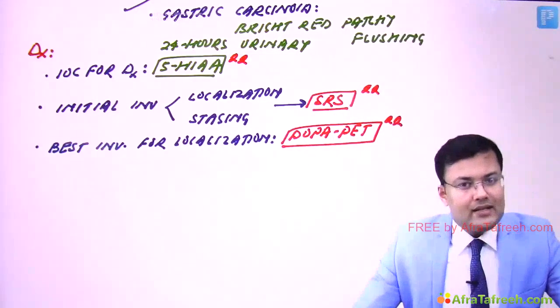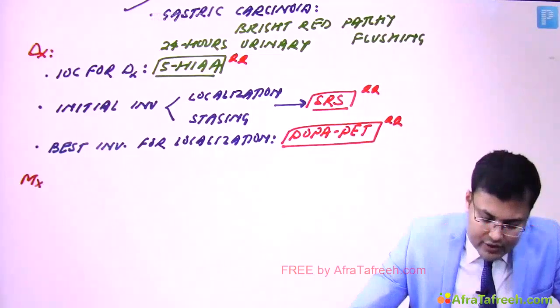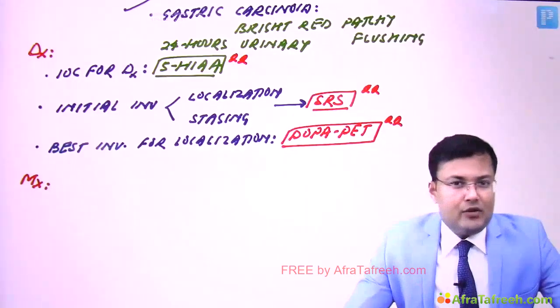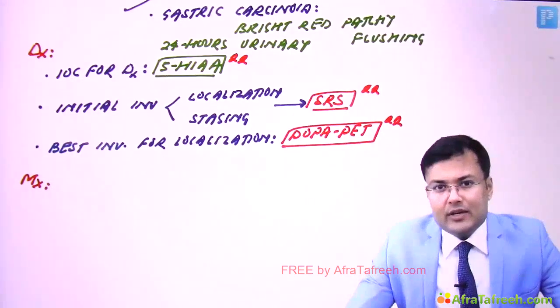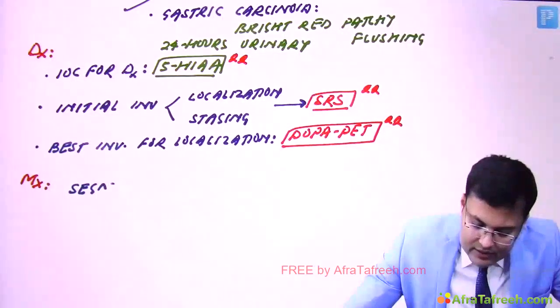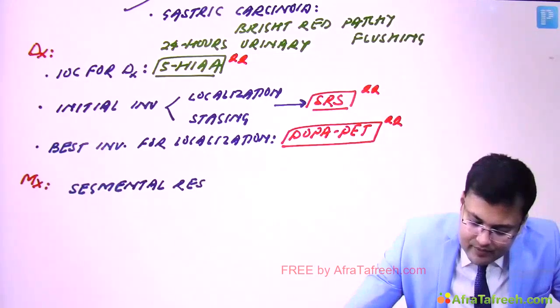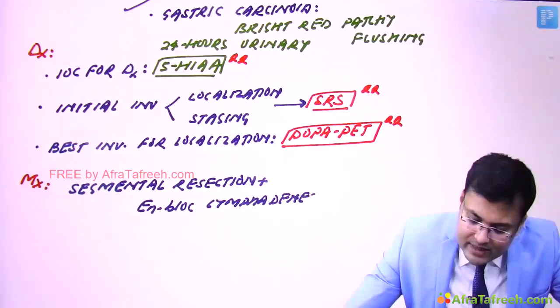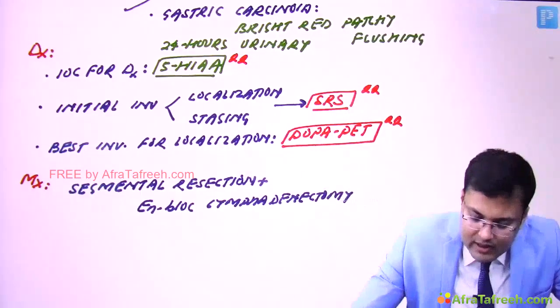Now, how are we going to manage the carcinoid tumors? In carcinoid tumors, obviously we go for segmental resection. With segmental resection, we go for en-bloc lymphadenectomy. So in small bowel carcinoid, we go for segmental resection plus en-bloc lymphadenectomy. So it's the segmental resection with en-bloc lymphadenectomy.